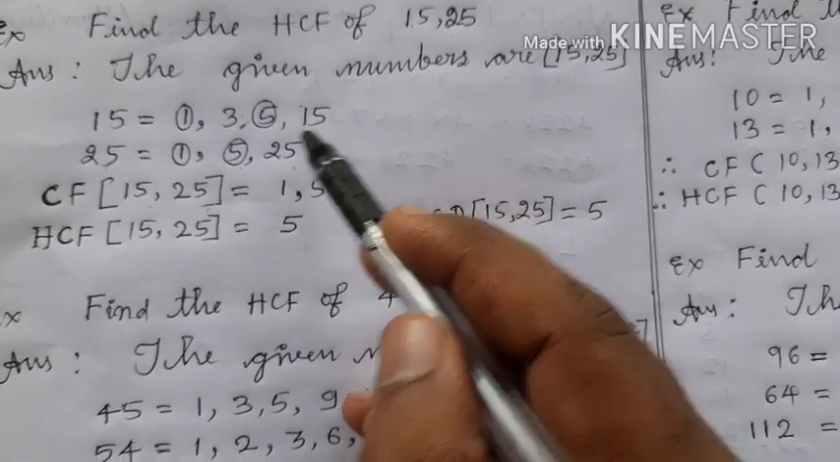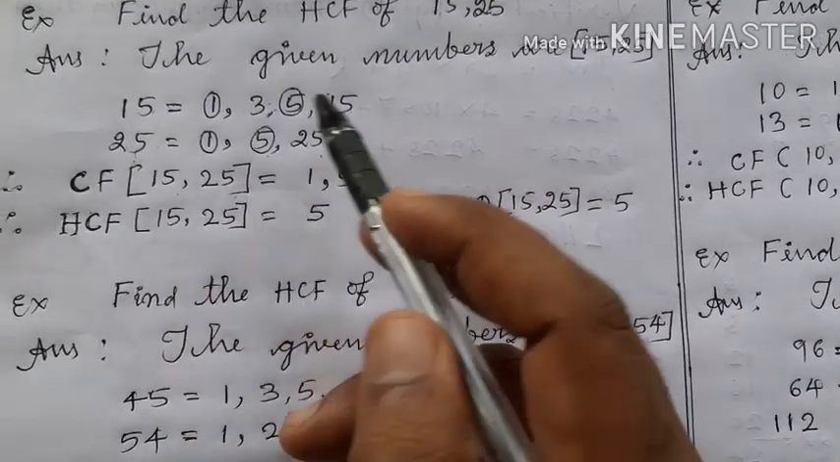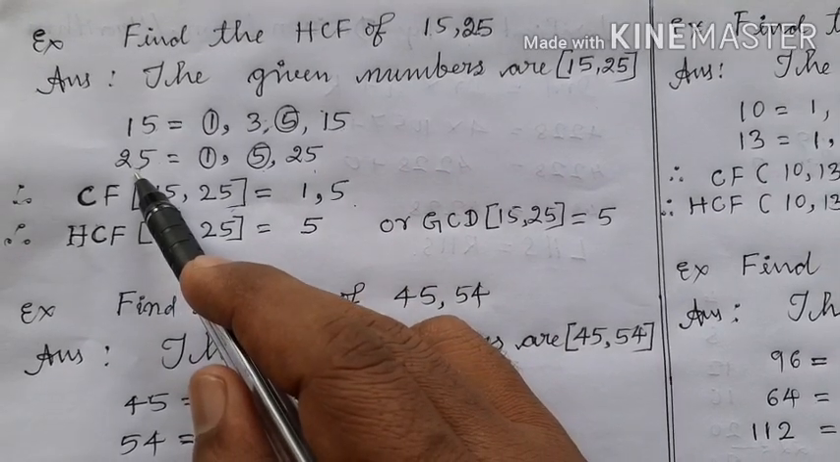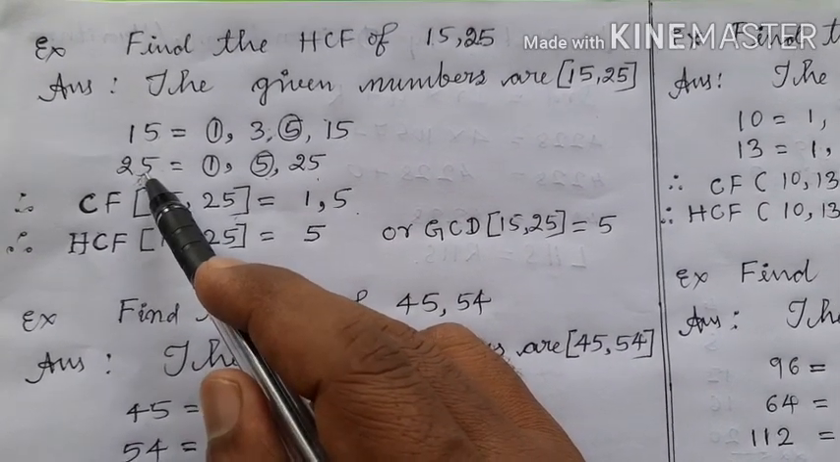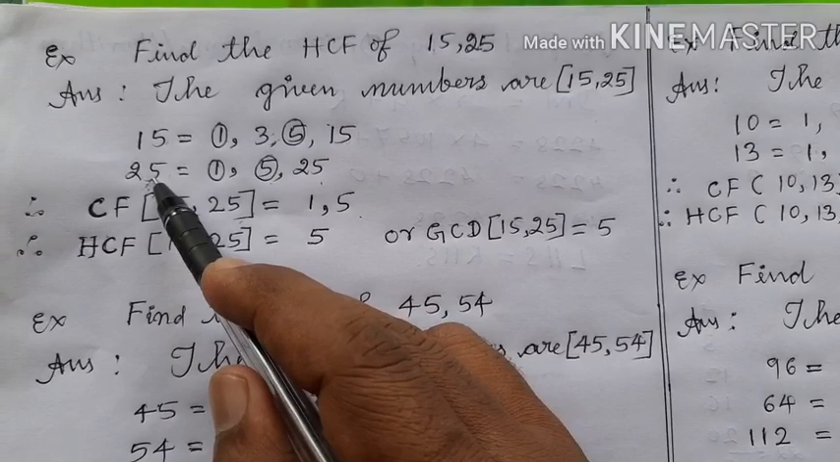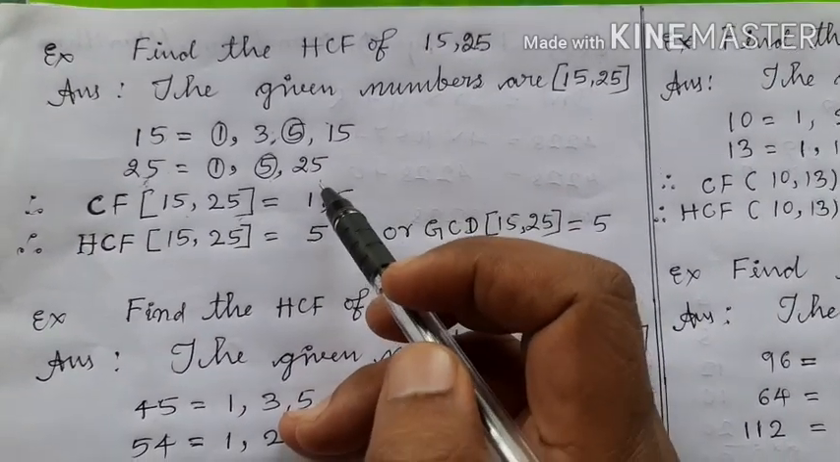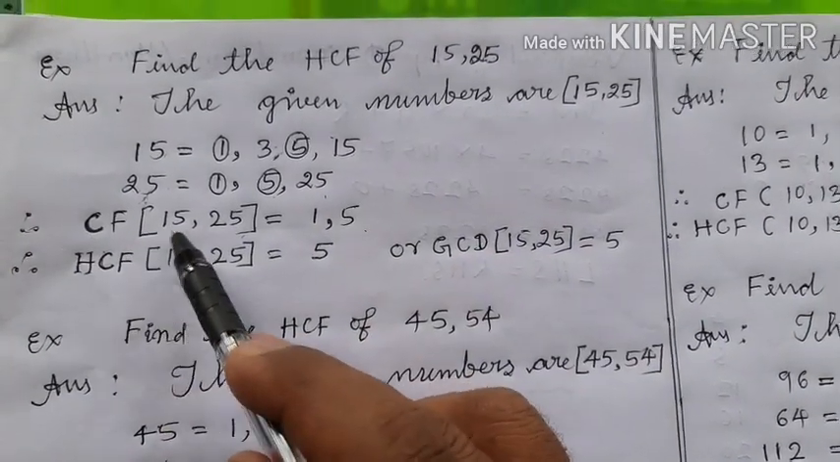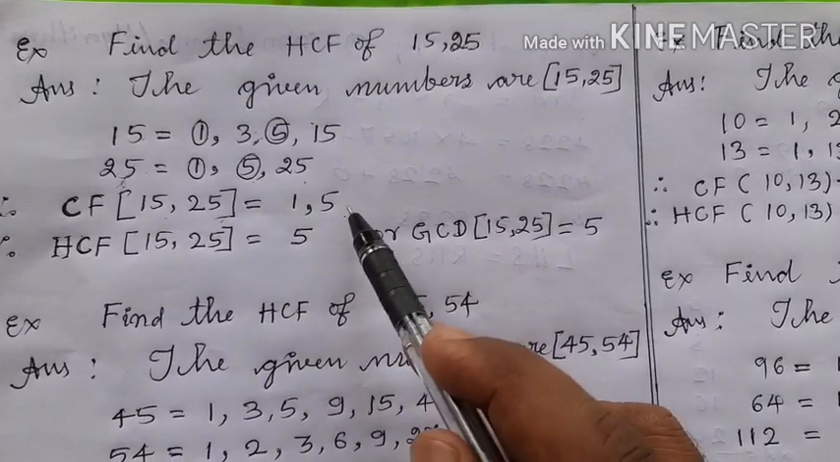But if you take 15 and divide 25, okay, 15 does not divide 25. It does not leave the remainder 0. That is why 15 is not the common factor. Here the common factors of 15 and 25 are 1 and 5 only.